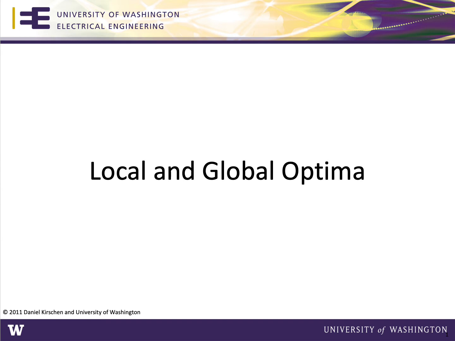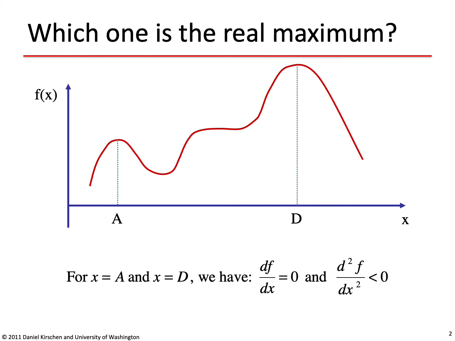In this module, we will try to answer the question, what happens when we have more than one minimum or maximum? Let's go back to our very first example of a function with a single decision variable x. For x equals a and x equals d, we have both df/dx equals 0 and d²f/dx² negative. This means that by our definition, a and d are both maxima.